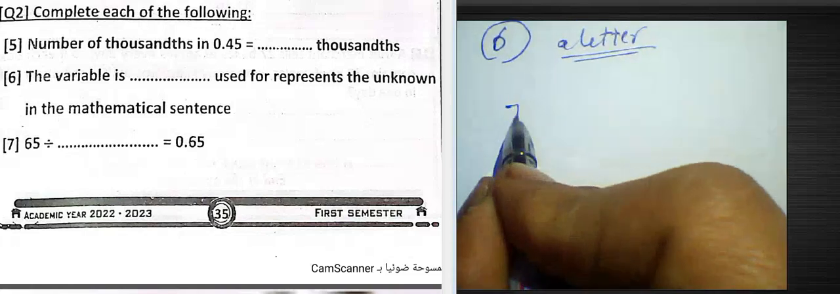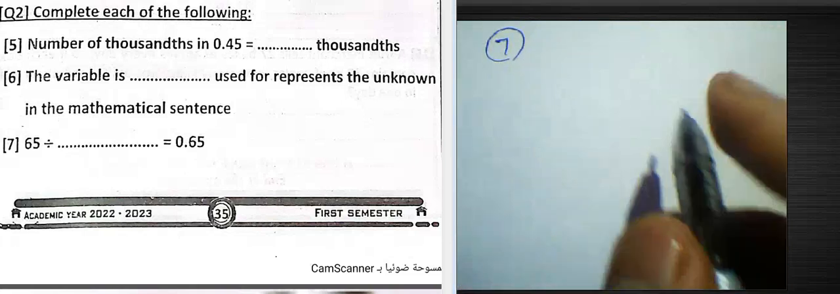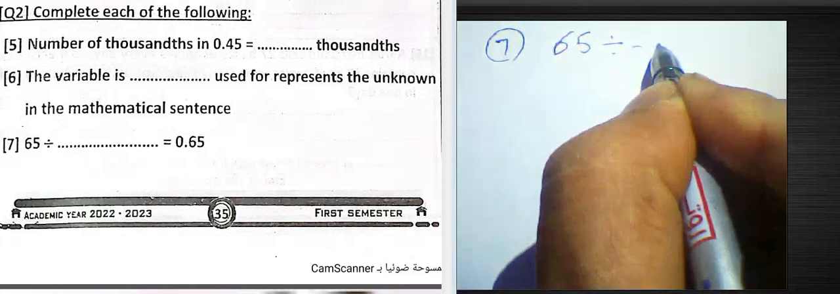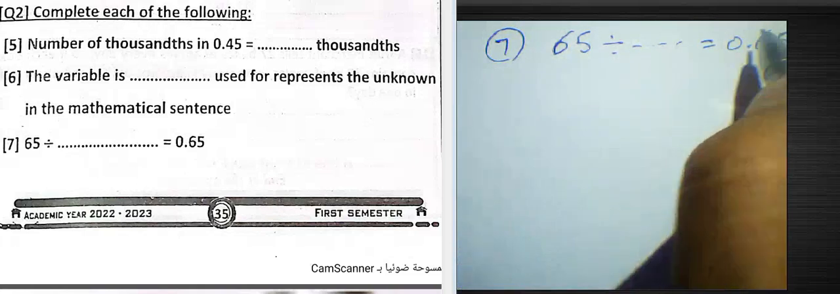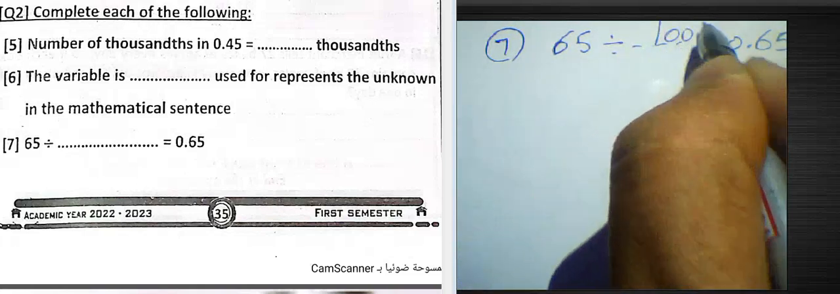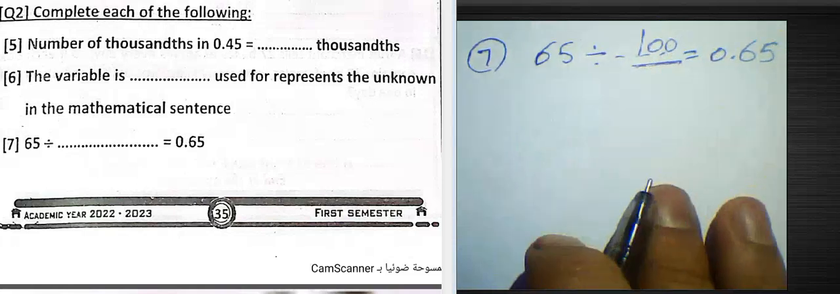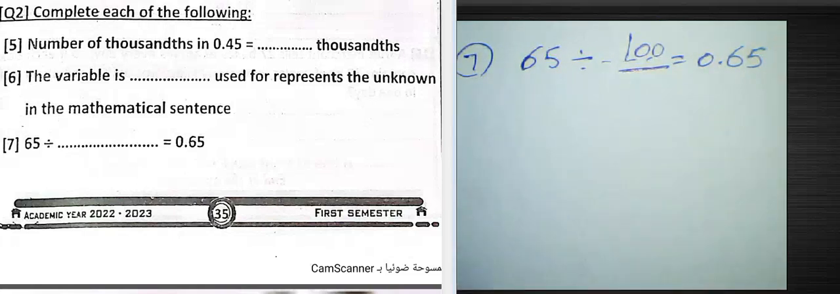Question number 7. 65 divided by space equals 0.65. We divided here by 100. Okay, we divided by 100, because the point is here after 2 digits.